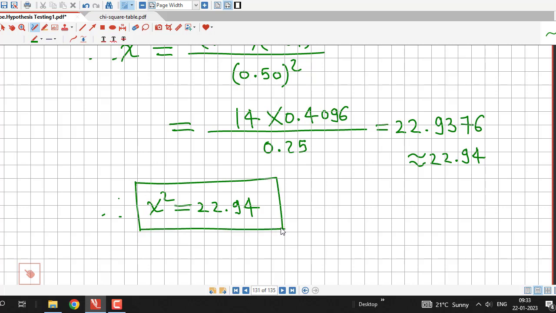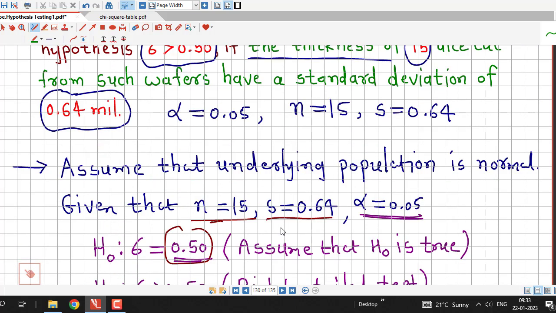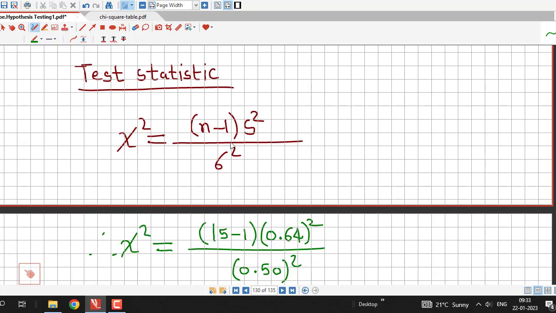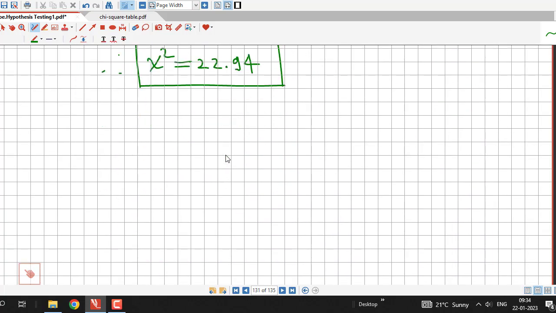So this is calculation or computation related to test statistic. Because underlying population is assumed as normal, we can say that this random variable (n minus 1) times s square over sigma square follows a chi-square distribution with n minus 1 degrees of freedom. Next step is to decide critical values. For that we will require degrees of freedom.